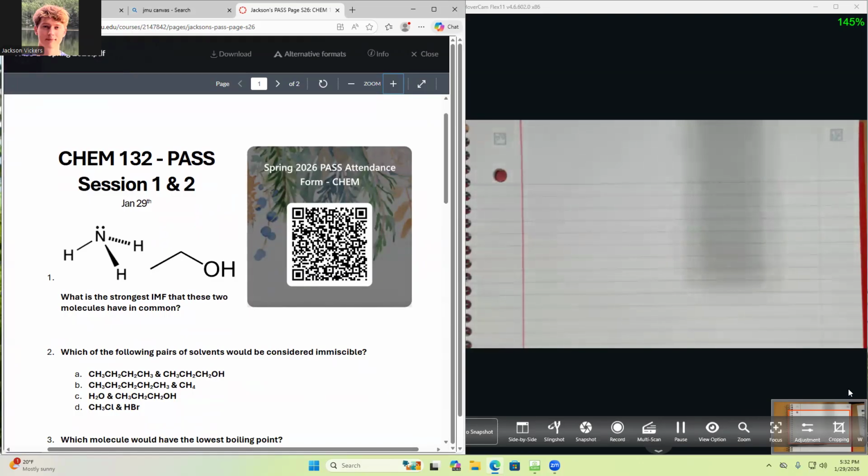Sweet. All right, so first problem I have up here is I have a couple molecules drawn. This one is drawn with bond line format. This one is more like the Lewis dot structure that you guys saw in Chem 131.